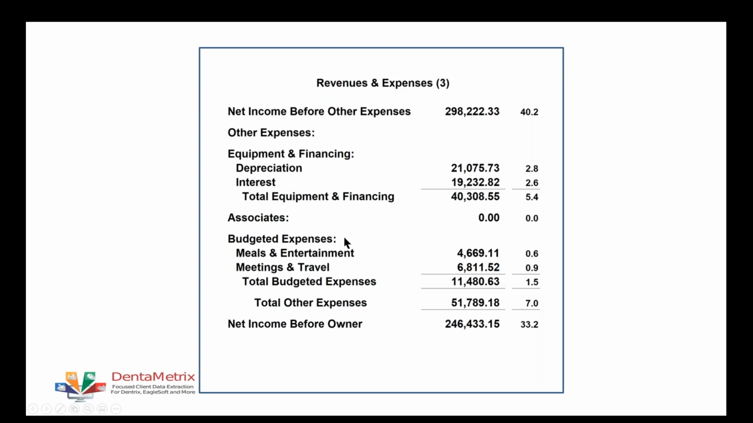But here comes your budgeted expenses, the meals and entertainment, meetings and travel. Again, you have some meeting and travel to a legitimate continuing education course that's only able to be had in California or Florida, or you're going off to Kois and Spear and Dawson and Pankey and LVI and those people. So some of that's legitimate, but here's where we might see part of that $10,000 trip to Hawaii in there. So we've got total other expenses, and here we've got net income before owner. That's 33% down here.